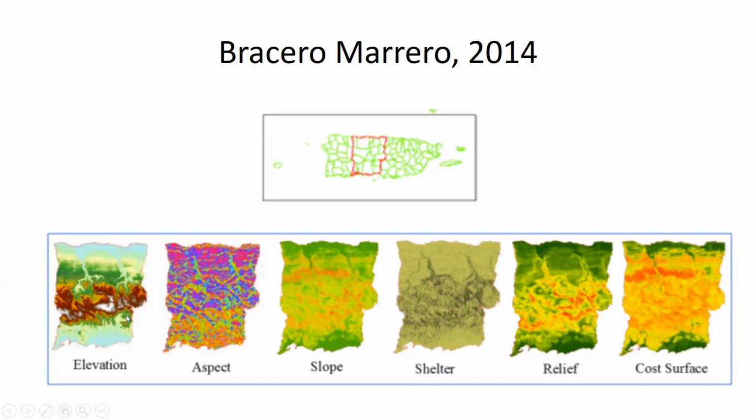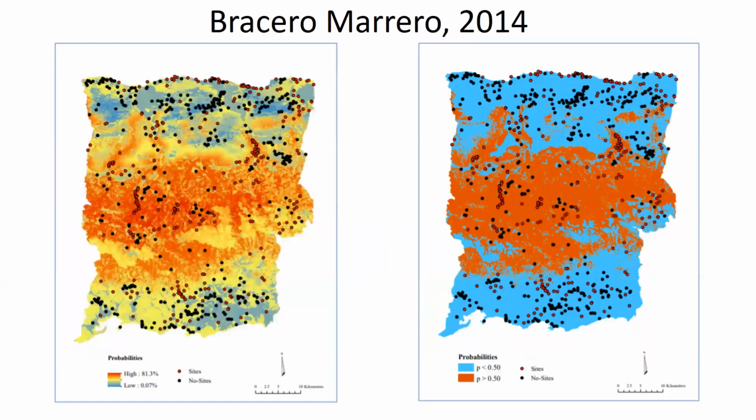So starting with an elevation model, she then generated aspect and slope. She looked at locations of shelter. She looked at relief and generated cost surfaces of distance from streams and from the coast. After running a suitability model on that, she generated locations of high probabilities of archaeological sites and low probabilities of archaeological sites.